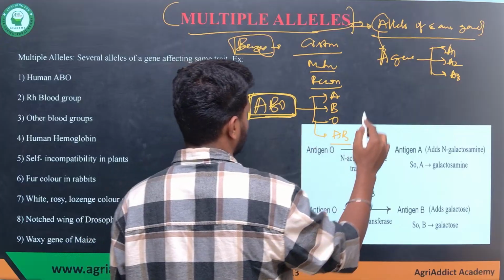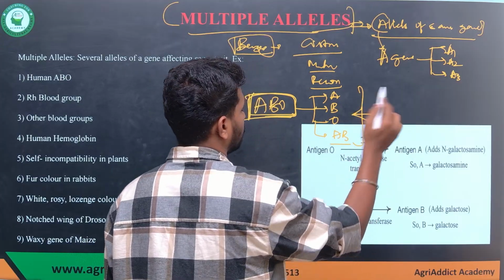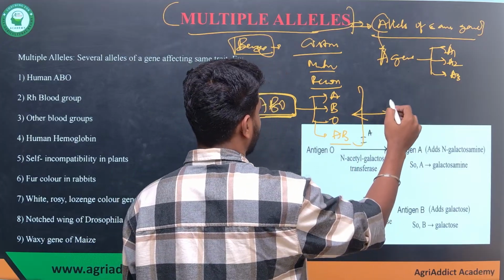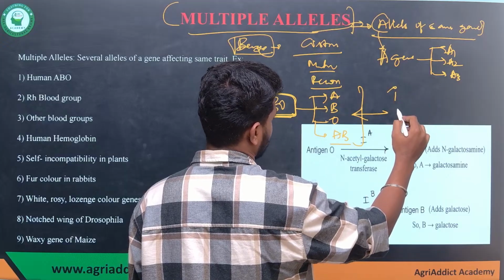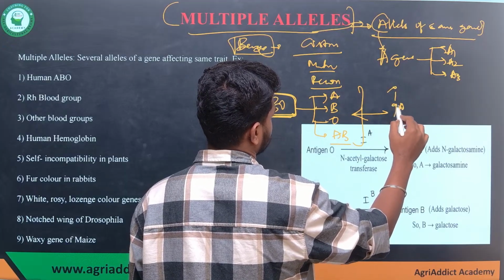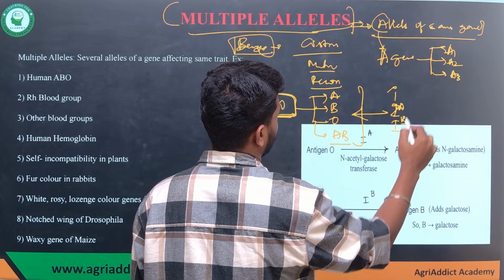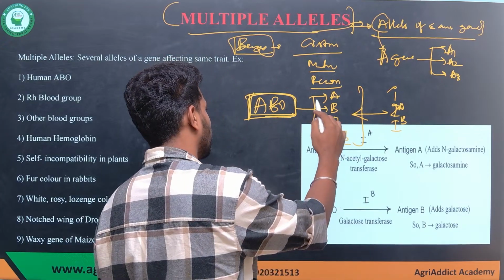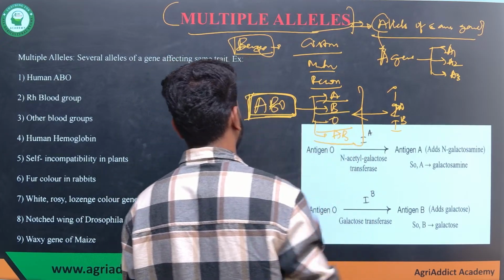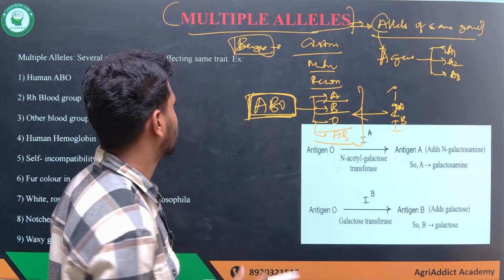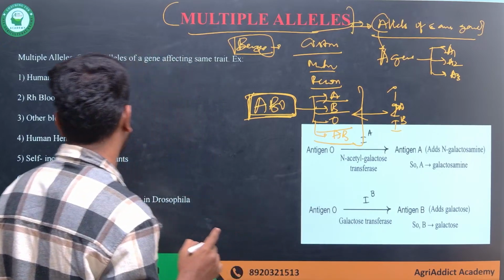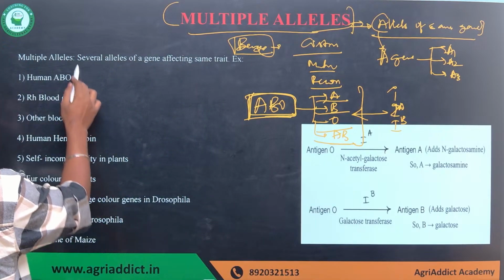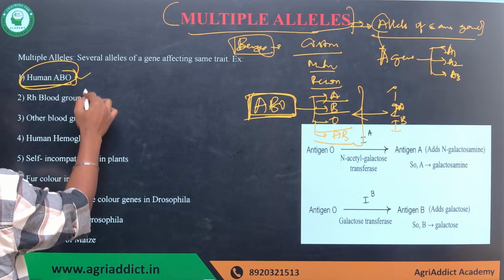Fine. So now for these traits, what are the possible alleles? The possible alleles include IA, IB, and i, and these are the three. There are three possible alleles for the four different phenotypic classes. Okay, so this is the one perfect example for multiple alleles. But other than that, please try to remember all the other examples that are listed here.